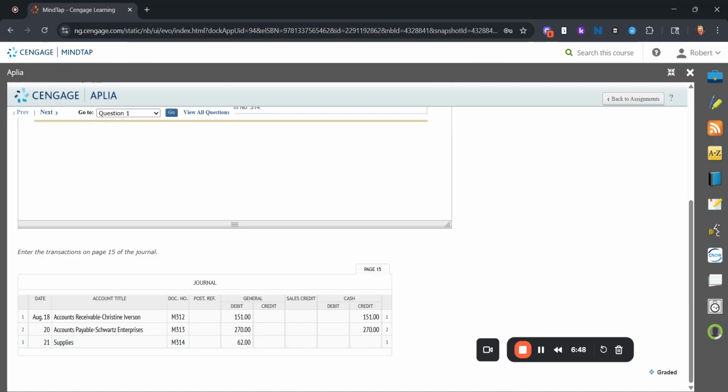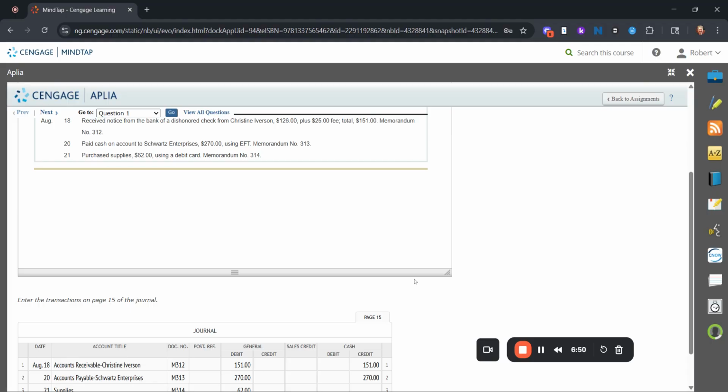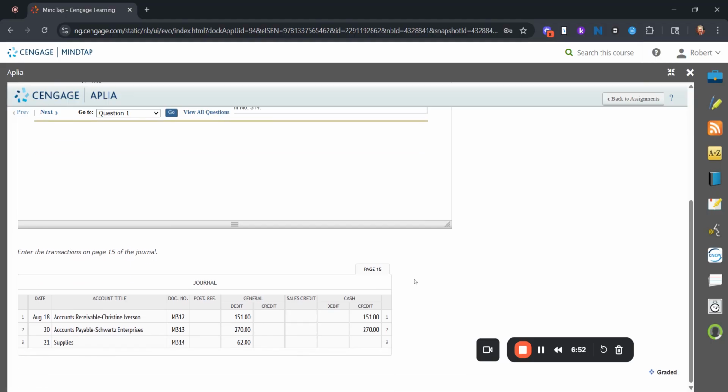Debit card, pretty similar to the electronic funds transfer. Takes it out of the checking account within a day or two. So decreasing that cash, decreasing that asset. So a decrease in assets goes a credit. So $62 cash credit. So that is the 5-3 work together.